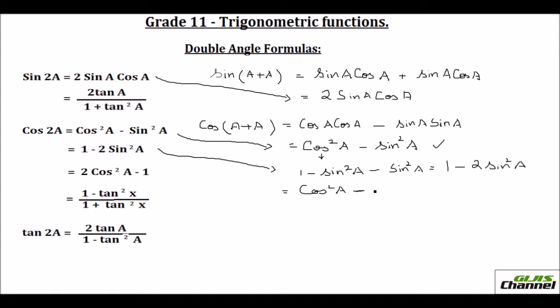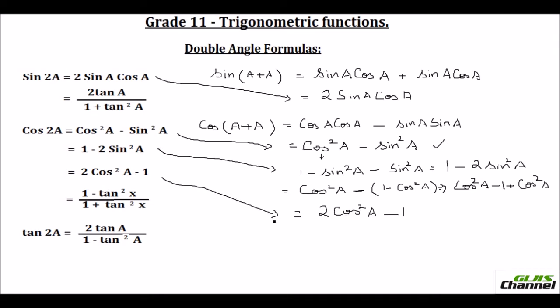It is minus of the sine square a. I can write it as 1 minus cos square a, right? This implies you have cos square a minus 1. When the minus enters in, it becomes plus cos square a. Got it? And that becomes, this will automatically become 2 cos square a minus 1 here.